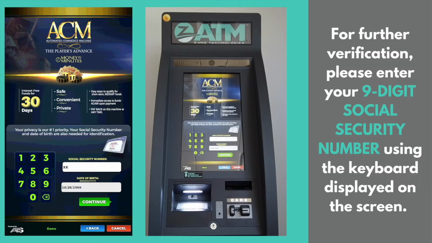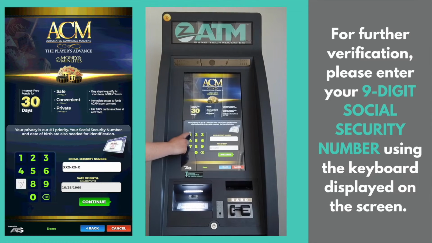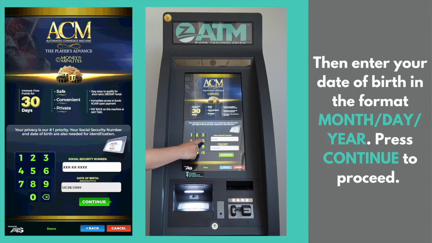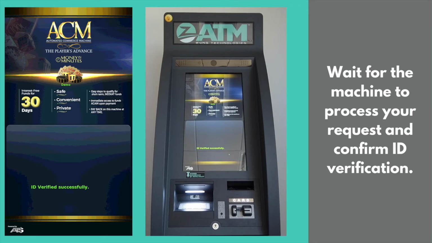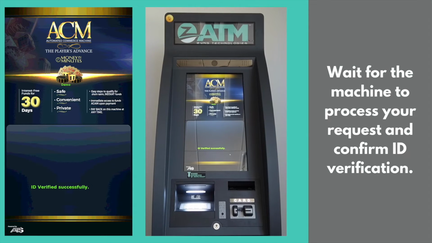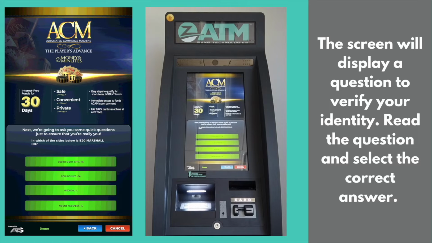For further verification, please enter your 9-digit social security number using the keyboard displayed on the screen. Then enter your date of birth in the format month, day, year. Press Continue to proceed. Wait for the machine to process your request and confirm ID verification.